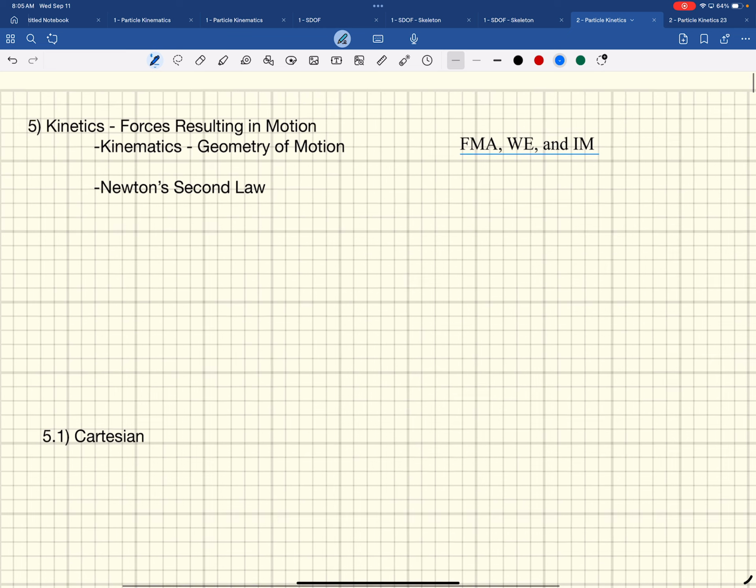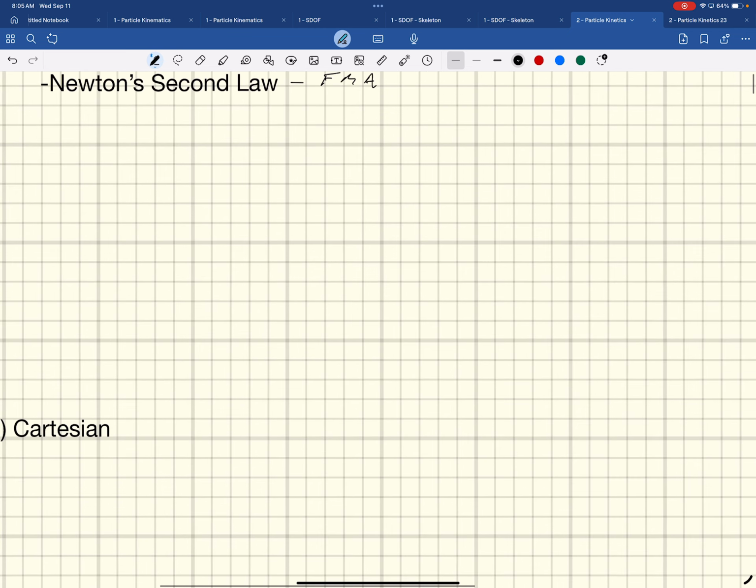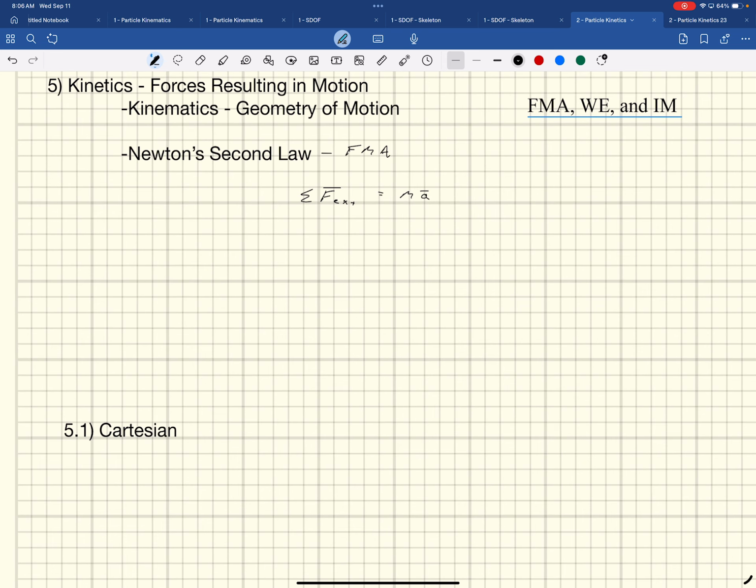So Newton's second law, this is what we're calling the FMA procedure. Newton's second law: the sum of the external forces, I'm going to emphasize that, external forces, is equal to mass times acceleration, right? And these are vectors. That's it. That's going to lead us to our acceleration equations. Once we get acceleration equations, then we go to kinematics, the geometry of motion, to solve it.